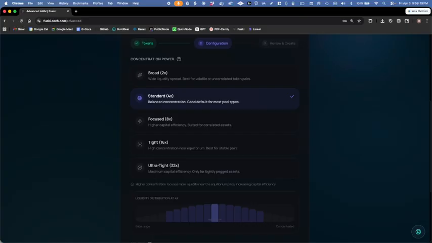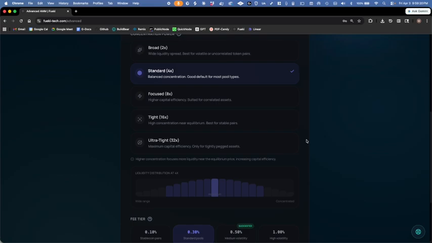And then that goes all the way up to ultra tight, which would be for tightly correlated or pegged assets like $1 to USDC, or whatever you wanted to pull together that are incredibly pegged and dependent on one another. So the higher concentration focuses more liquidity near the equilibrium price, which is what increases capital efficiency. If you look at this little graph down here, with broad, the liquidity distribution is more spread out, whereas with ultra tight, it's right at the equilibrium price. That's where all the liquidity is pooled.